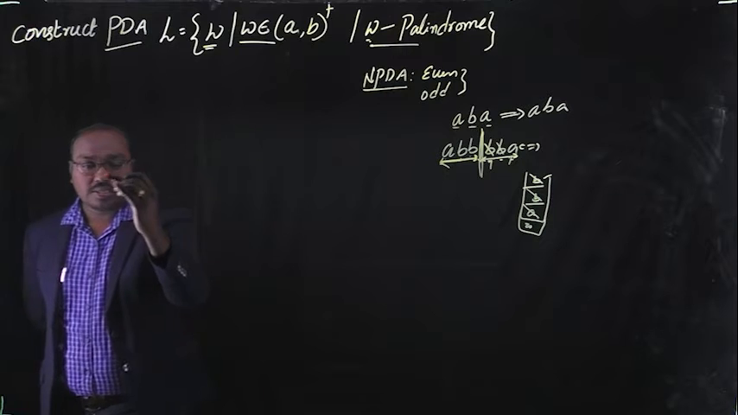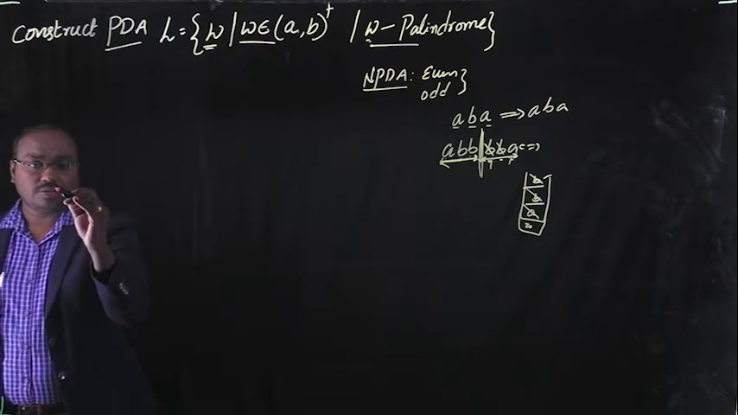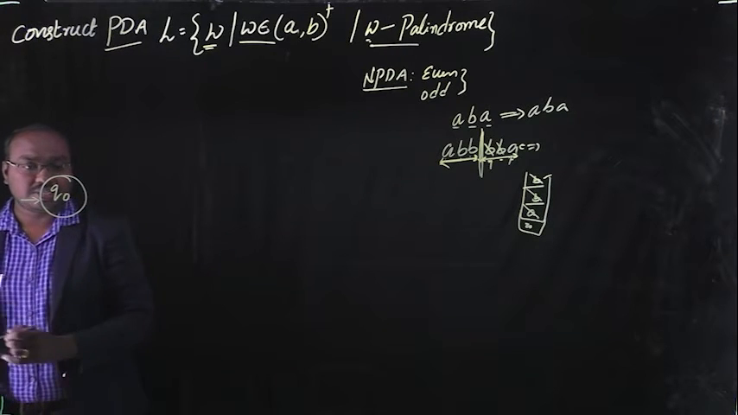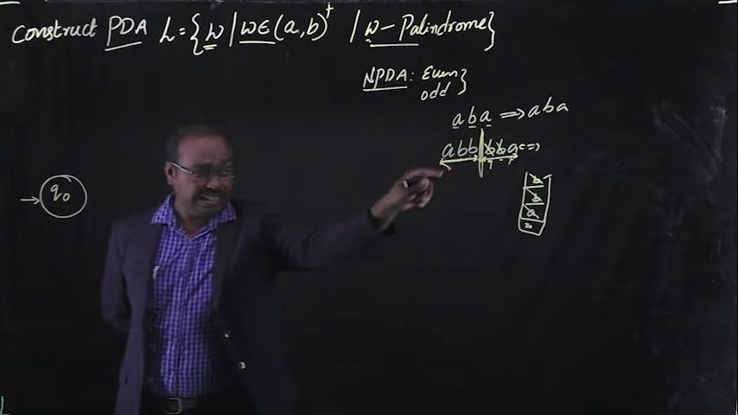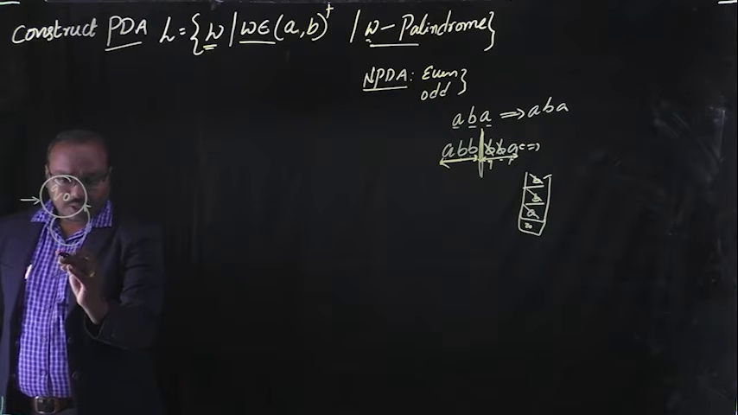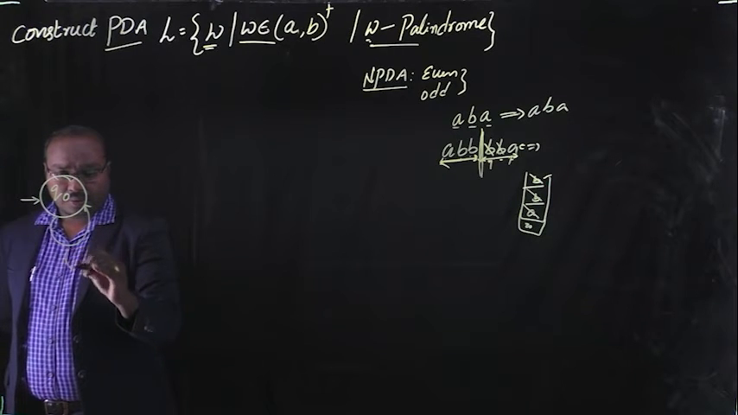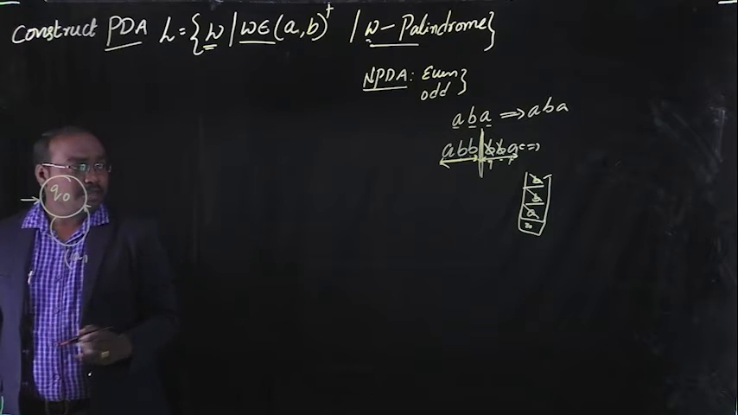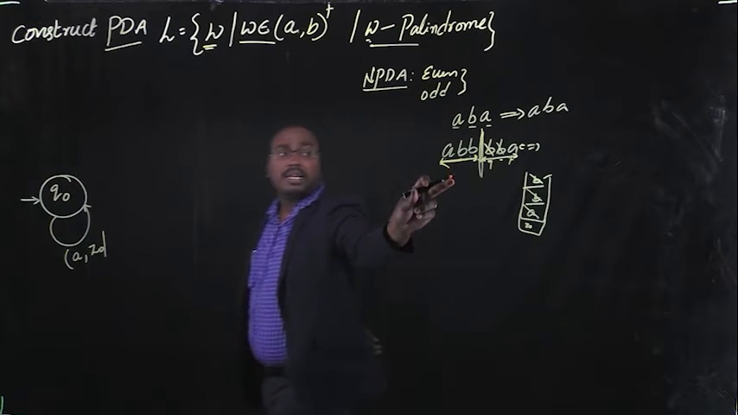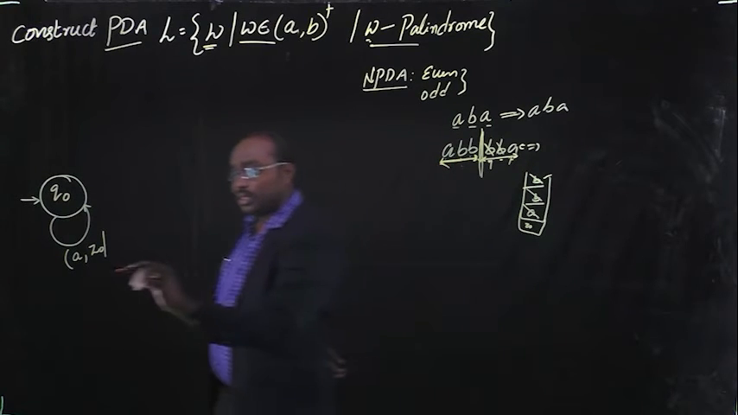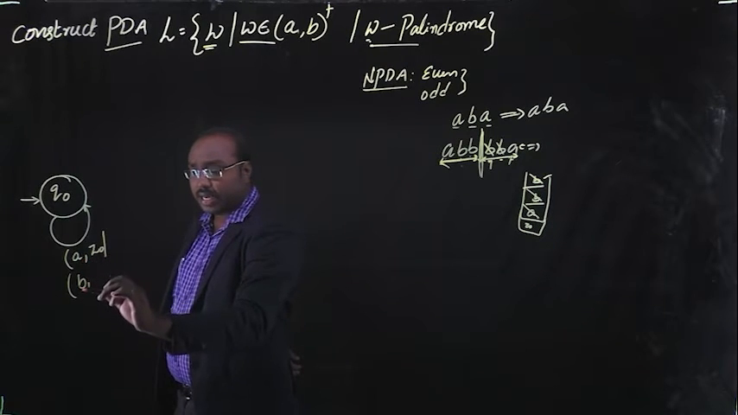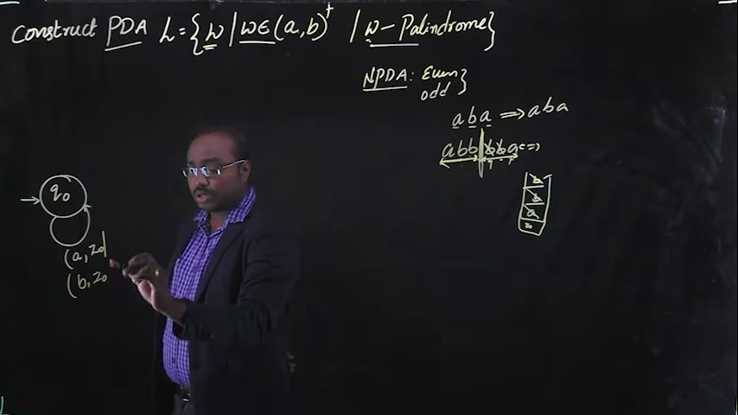First, initially I have to take one initial state, that means Q0. This is my initial state. Here first you have to insert all the elements onto the stack. If the input symbol is A, the input string may start with A or B. So in this situation there are two possibilities: the input symbol starts with A, or the input symbol starts with B.